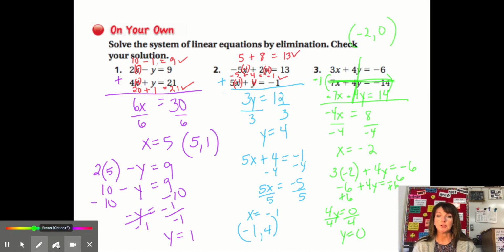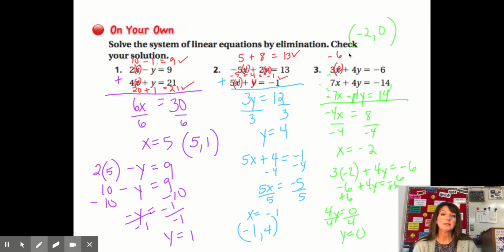Well, let's check and make sure that that is the case. And I've got to check both equations. I'm going to erase this so that you can see it. All right. So 3 times negative 2 is negative 6, plus 0 equals negative 6. It works for the first equation.